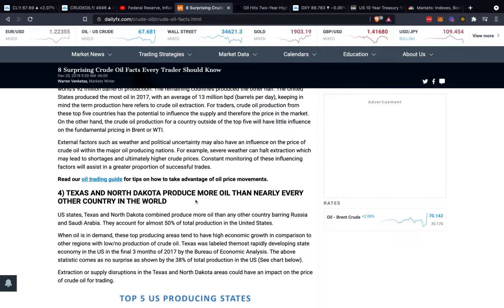Next, Texas and North Dakota produce more oil than nearly every other country in the world. Okay, so that's important to understand that a large majority of the oil production is in America, but it's extremely expensive because of this. It's actually cheaper to have this oil process in other countries. But the United States actually has a very, very good land situation.